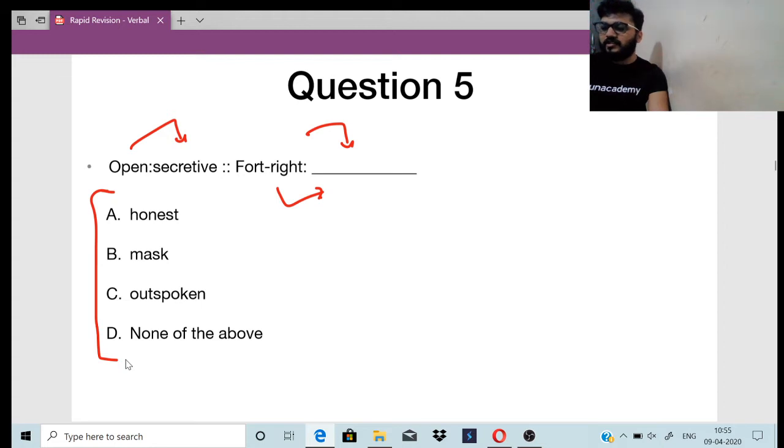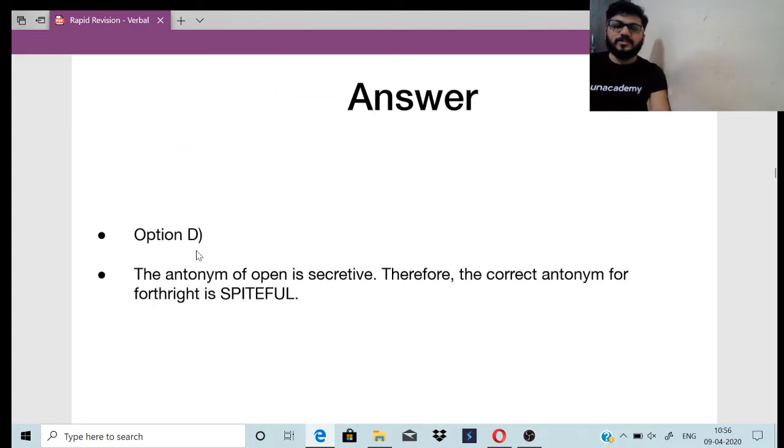Actually, this is a tricky question, if you guys know what properly forthright is, okay? So B is mask, no. B is mask. So why did you give it as B? Outspoken is C, no? How can it be mask? So I confuse you guys, you get confused, right? So it is option D.